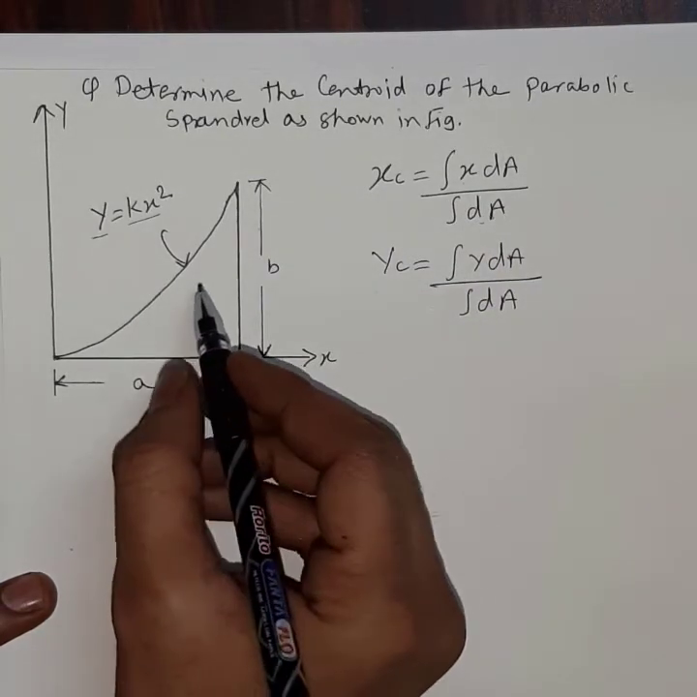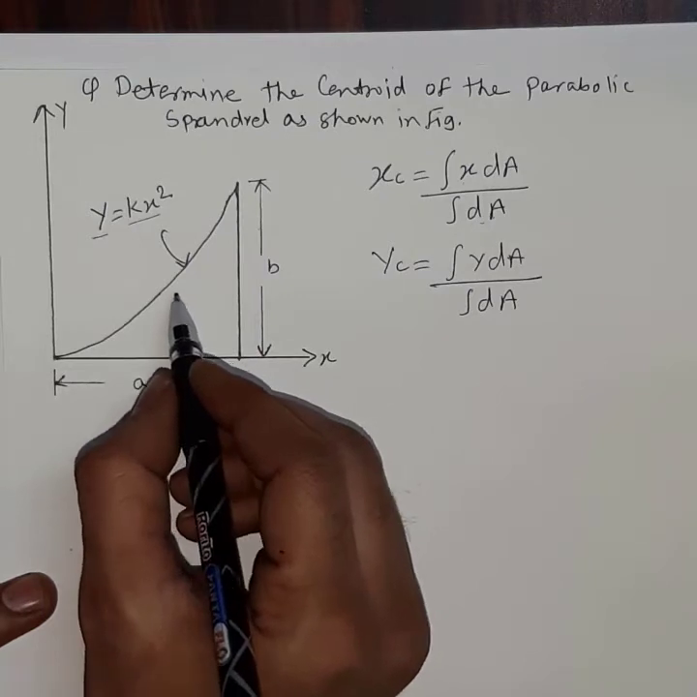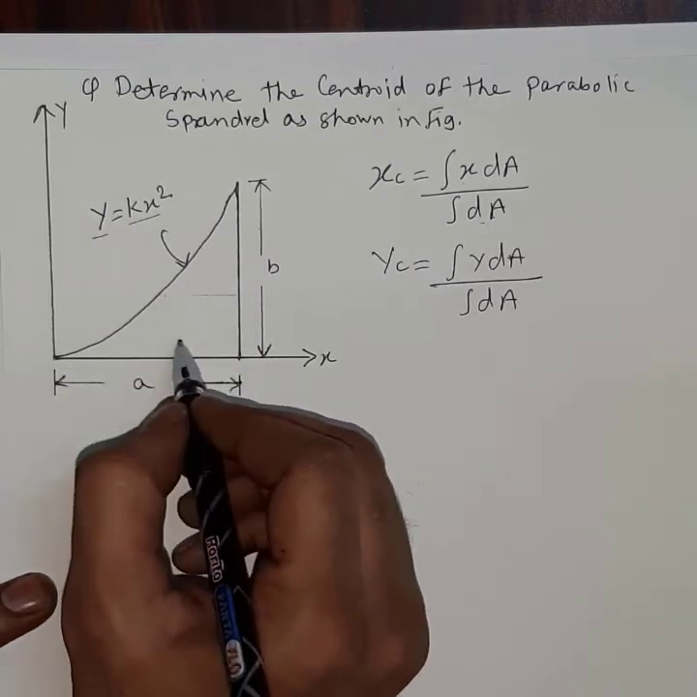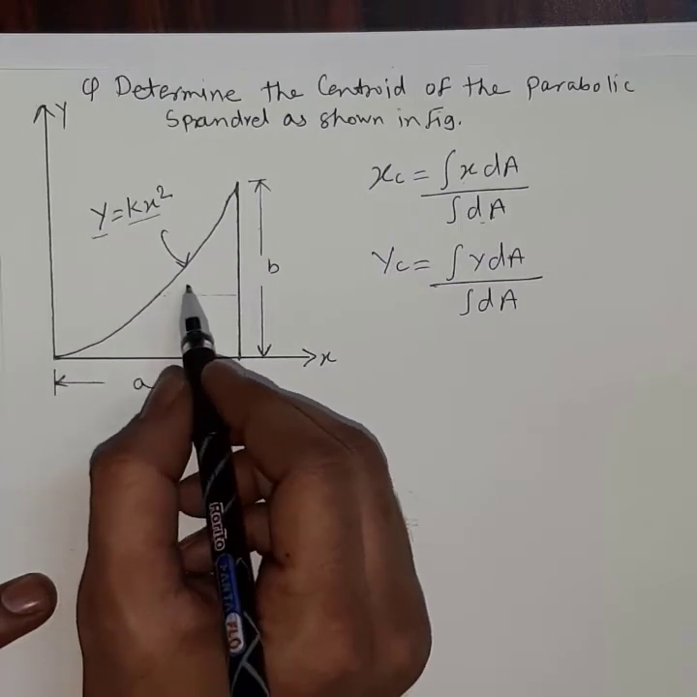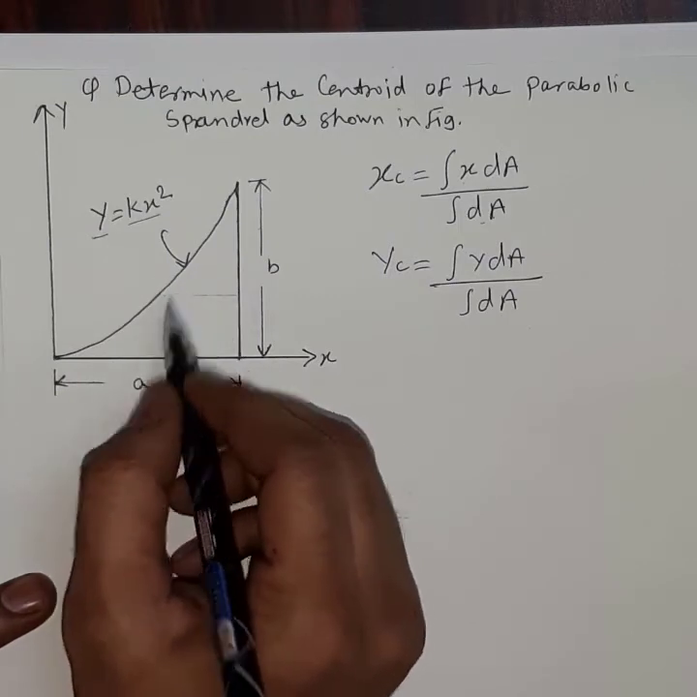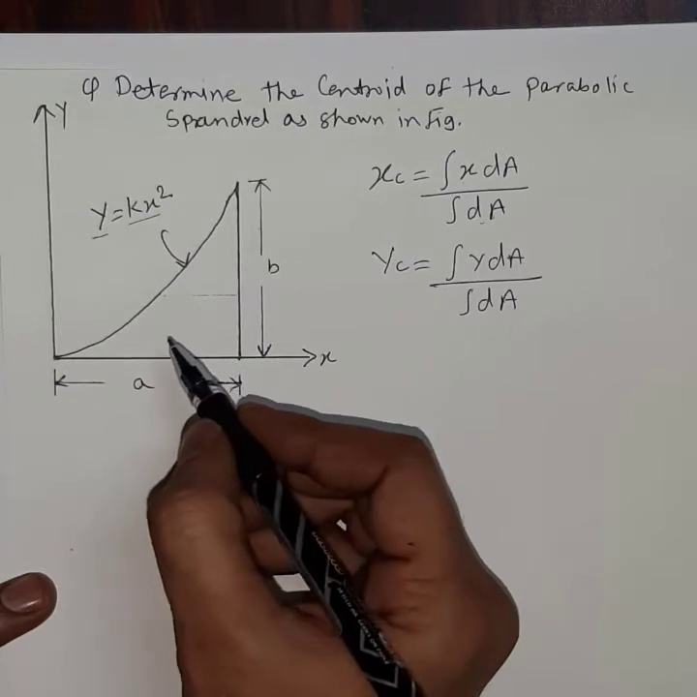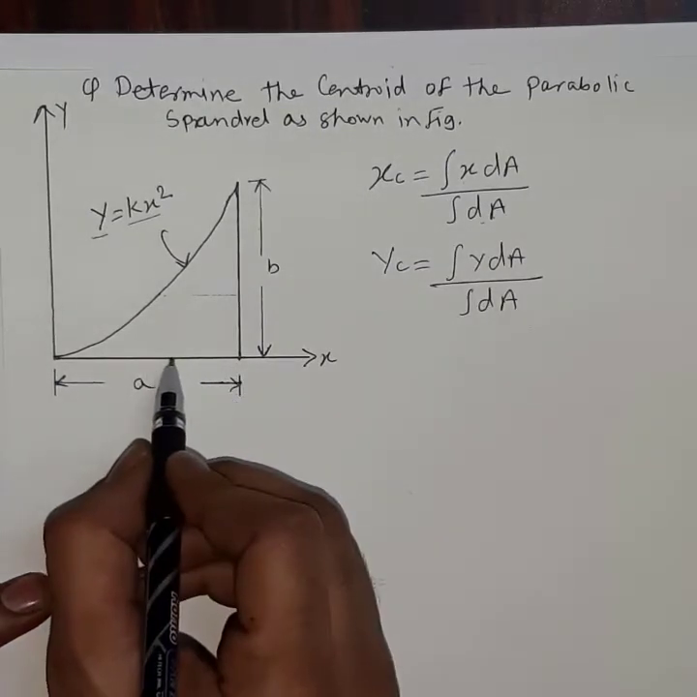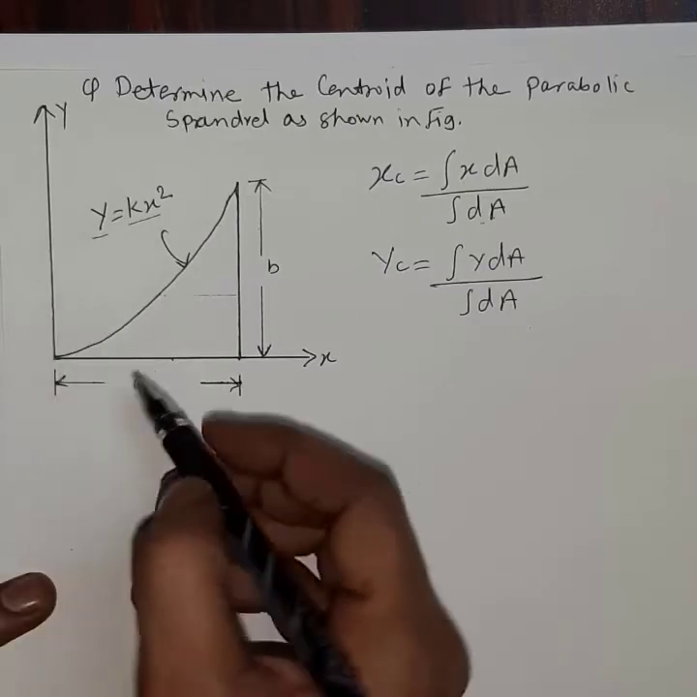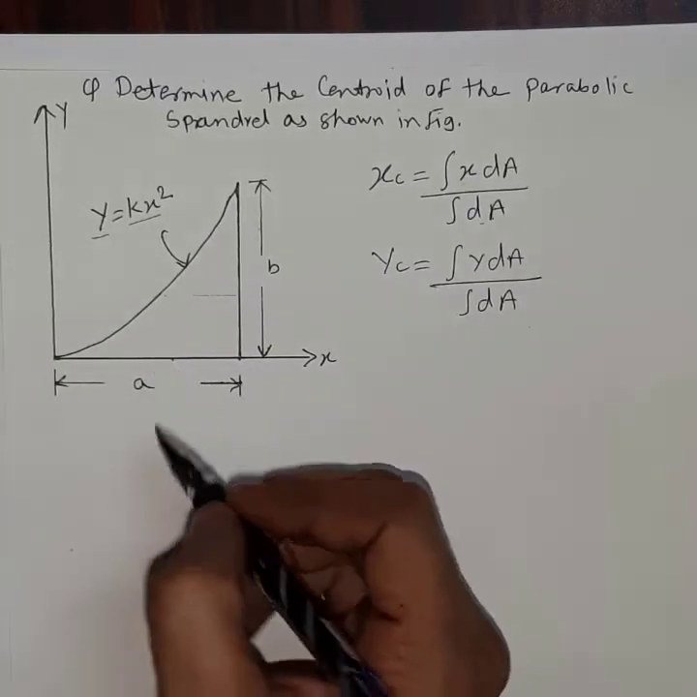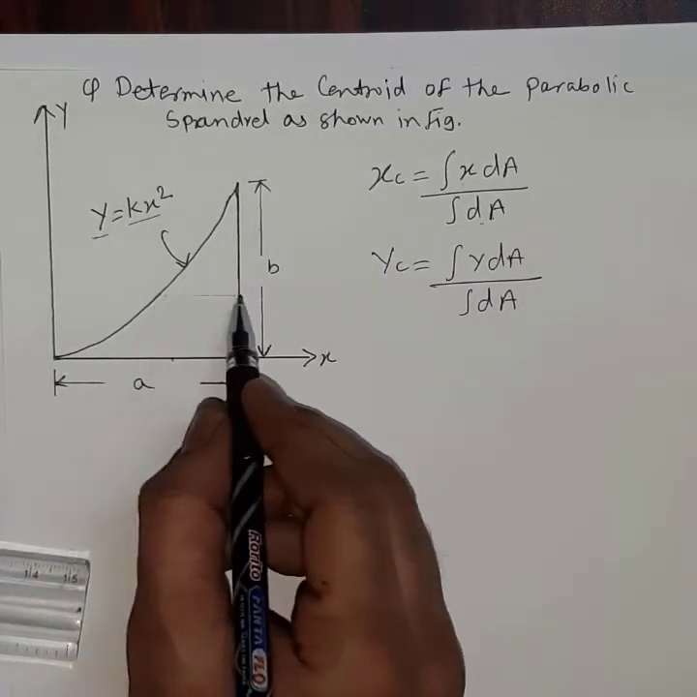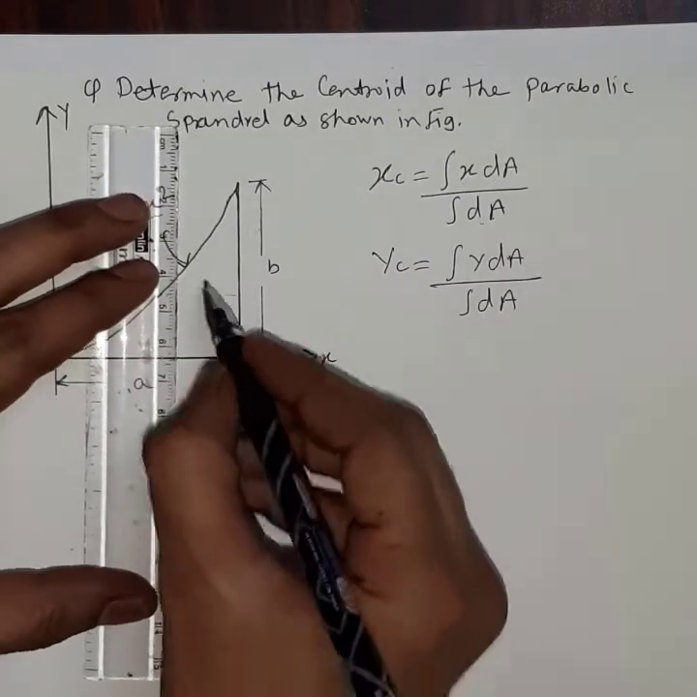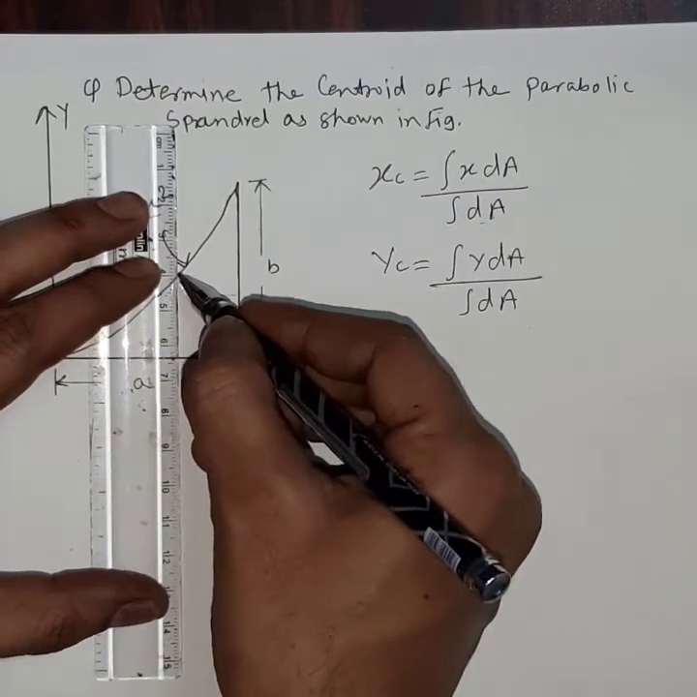Then we can select a strip either horizontal or vertical. We can get the answer with either strip. But if the strip is touching one of the axes, either x or y, that becomes a little easier. In this case, a horizontal strip will not touch any axis, so we will take the vertical strip touching the x-axis.